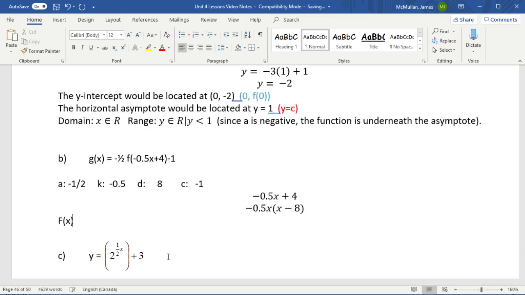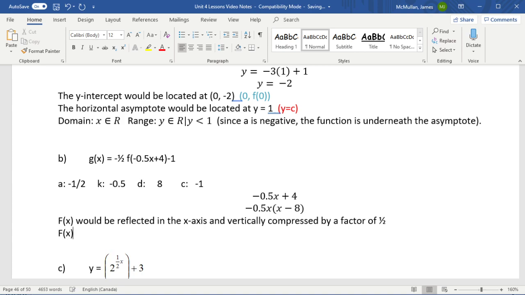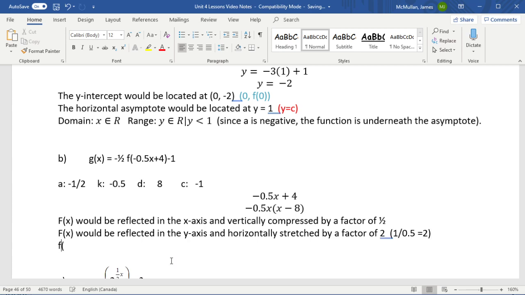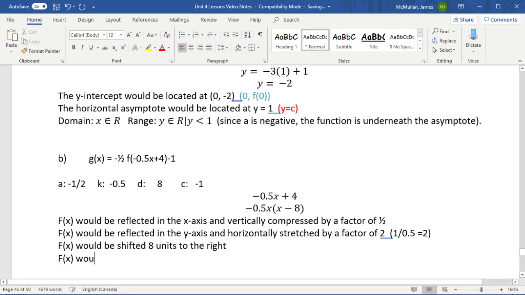f of x would be reflected in the x-axis and vertically compressed by a factor of 1/2. f of x would be reflected in the y-axis and horizontally stretched by a factor of 2. Again, that 2 is coming from 1 divided by 0.5 equals 2, right? That's where I'm getting that from. f of x would be shifted 8 units to the right. f of x would be shifted 1 unit down. Okay, let's draw this one and you can see what I'm talking about.